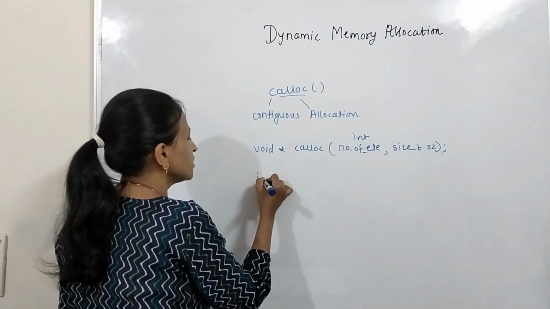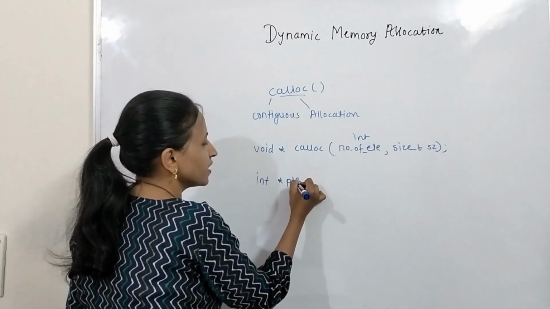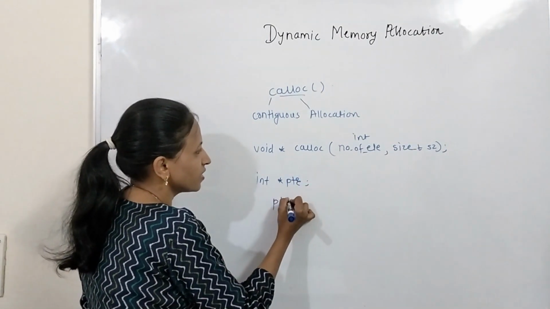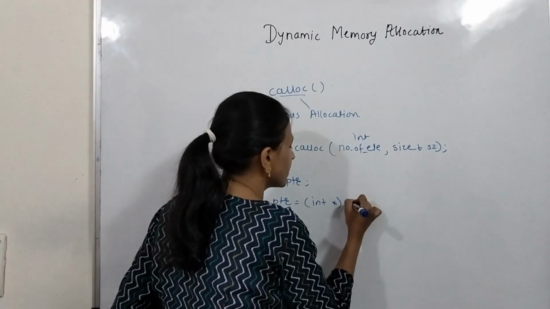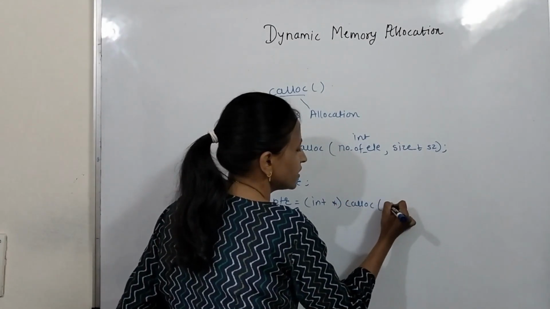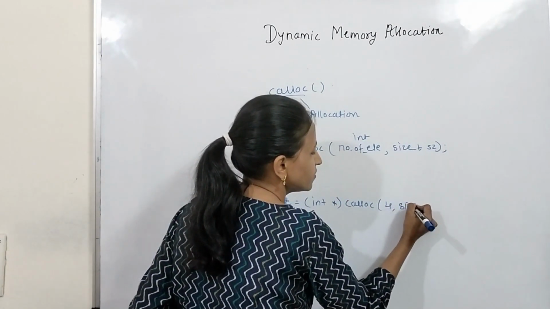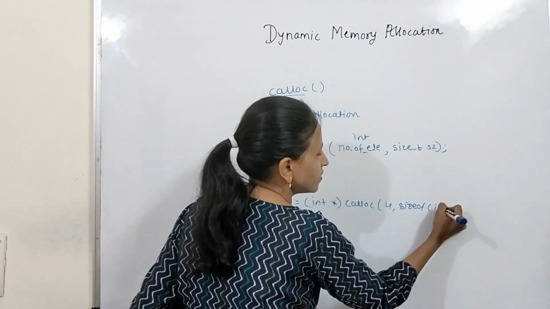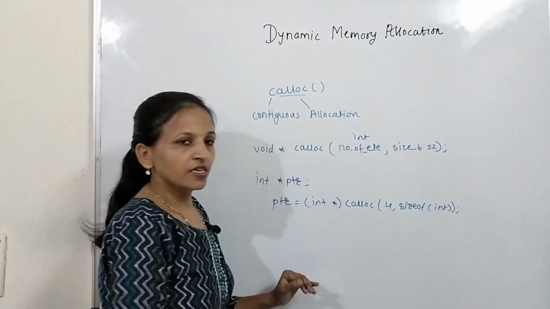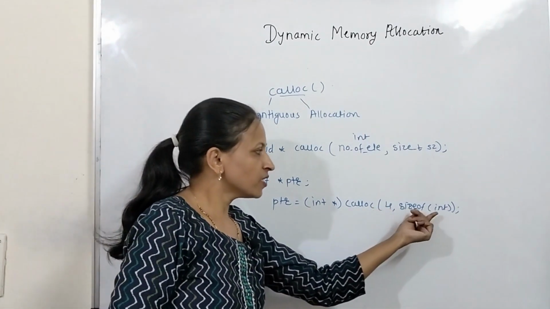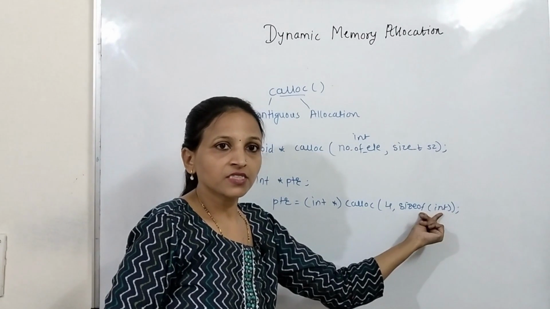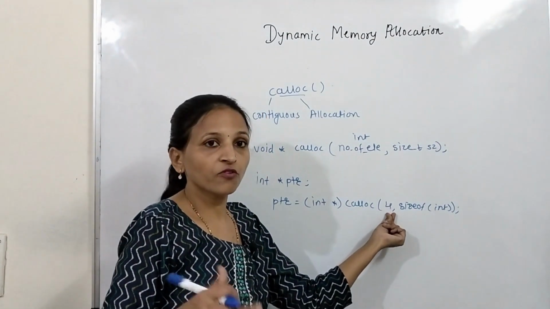We have to declare one integer pointer, let's say int star ptr. Now in ptr we can allocate space like int star, again the same, here we will write calloc, and here 4 integers, and one integer's size we can write like this: sizeof int. Getting? In this way we can use the calloc function. This calloc function will allocate this many bytes for 4 elements.